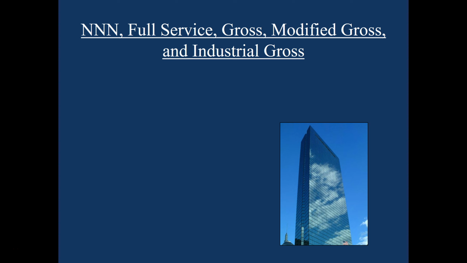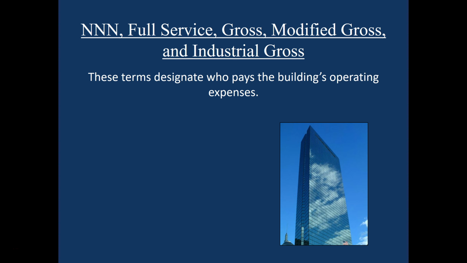Operating expenses are things that keep the building running. For example, property taxes, maintenance, insurance, janitorial service, landscaping, and management. In some cases, the landlord pays these expenses. In some cases, the tenant pays them, and sometimes they're shared. The terms you see listed at the top of this slide will normally accompany the stated rental rate, and they indicate who pays the operating expenses.